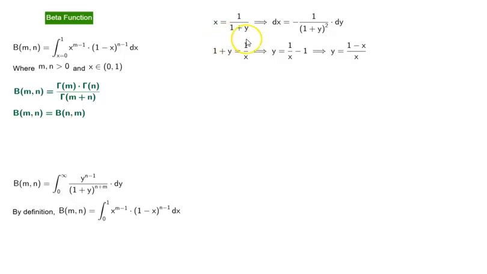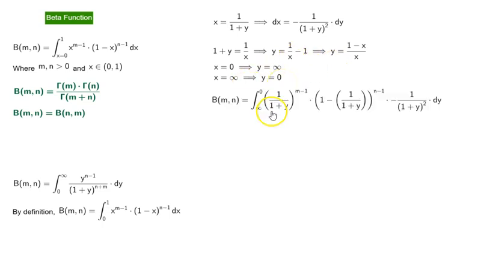This x equal to 1 by 1 plus y can be written as 1 plus y is equal to 1 by x, which implies y is equal to 1 by x minus 1, which implies y is equal to 1 minus x by x. Now, taking care of the change of limits, we get when x equal to 0, y goes to infinity. And when x equal to 1, y goes to 0. So now carrying out the substitution, beta of m comma n is equal to the integral from infinity to 0.